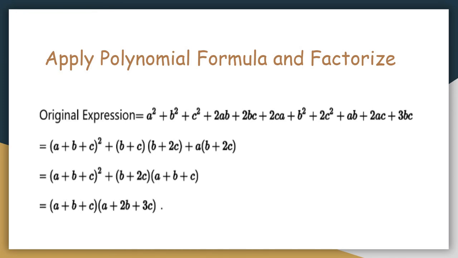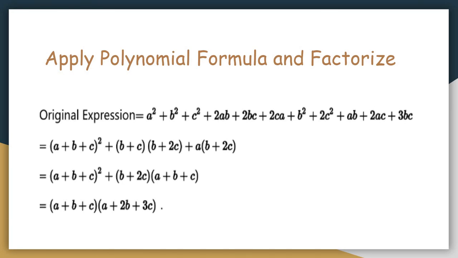And then the next part can be factorized into b plus c times b plus 2c plus a times b plus 2c. You will be familiar with this kind of factorization after you learn about the grouping method. The grouping method is also related to the splitting method because you have to split the terms to factorize it. So let's get back to the problem.